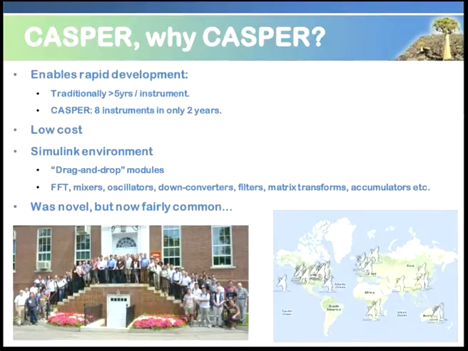So traditionally, as I say, it takes over 5 years to develop one of these instruments. To put this in perspective, CASPER's been really successful. In their first 2 years, they built 8 instruments. And the cost is a whole lot lower than these things normally would be. It's normally tens of millions of dollars, and the CASPER-like instruments are typically under $1 million.